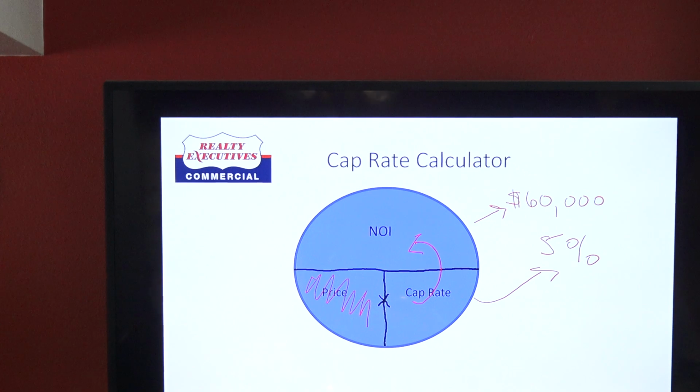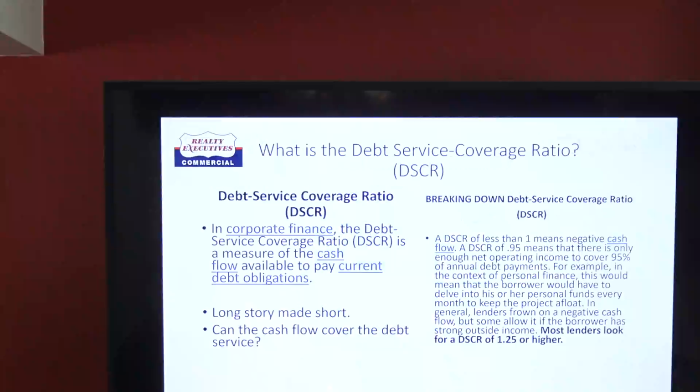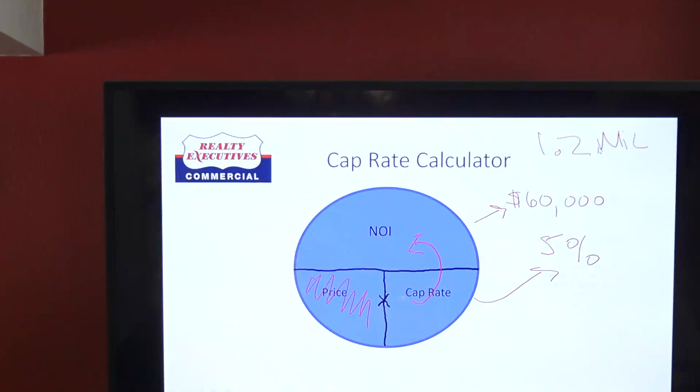1.2 million. Excellent. So, this is how this works. This is working out pretty good. If I have, oh no, sorry, let me go back. If I have net operating income of 60,000, and I want a 5% cap rate, I would have to pay $1.2 million for the building. Absolutely. Let's do it again.